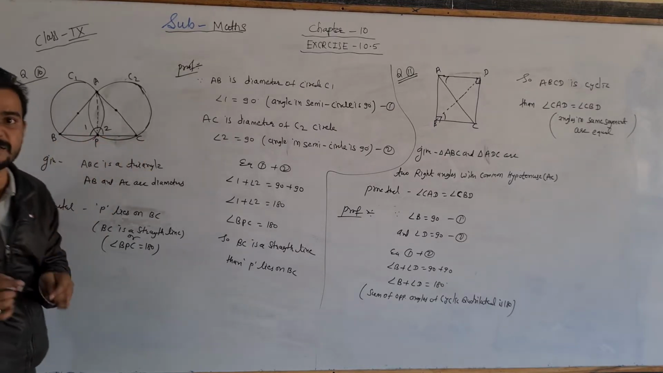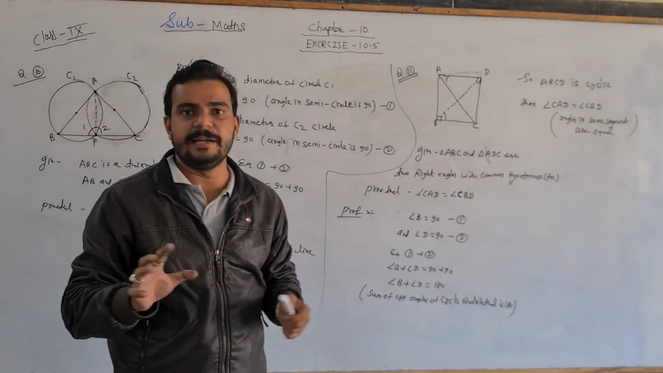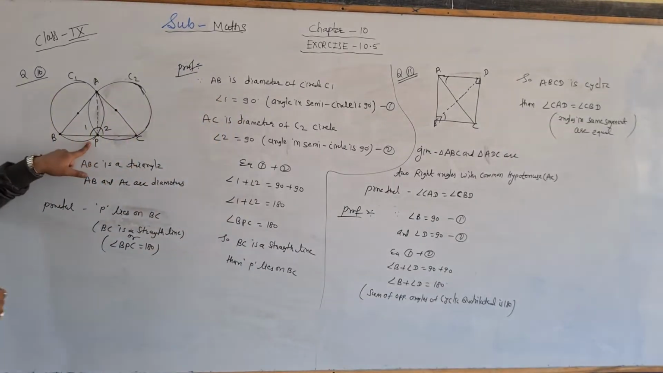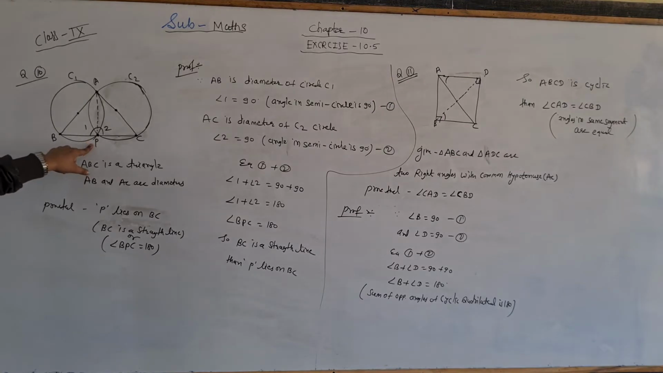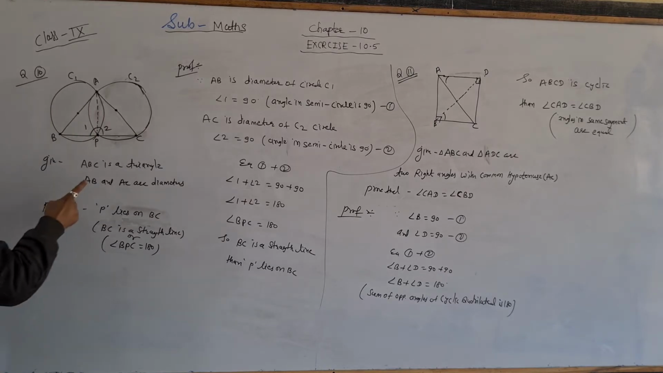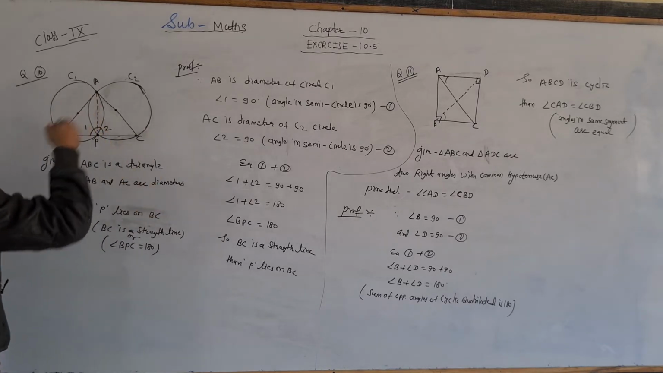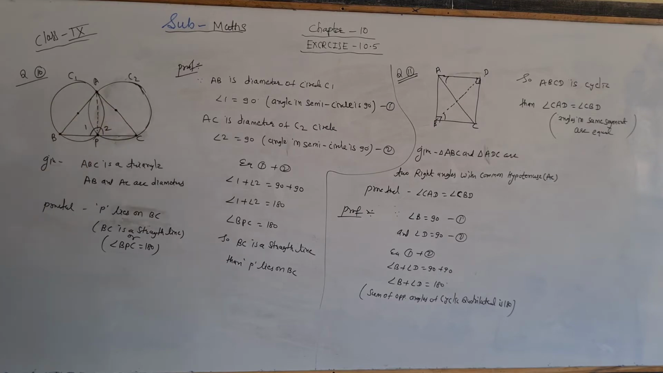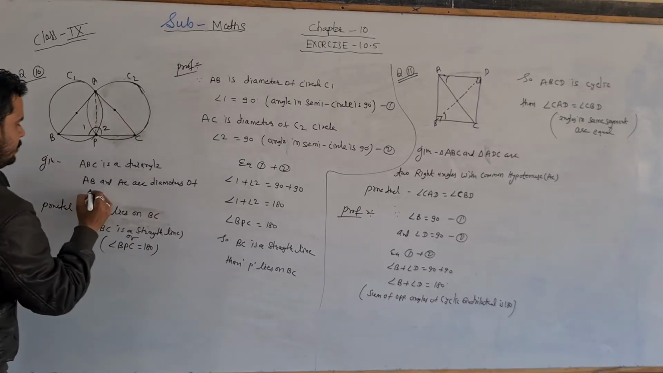As you can see, P lies on the third side, obviously. But here we have to prove that P lies on the third side. So the given thing is ABC is a triangle, only a simple triangle, in which AB and AC are diameters of circles.